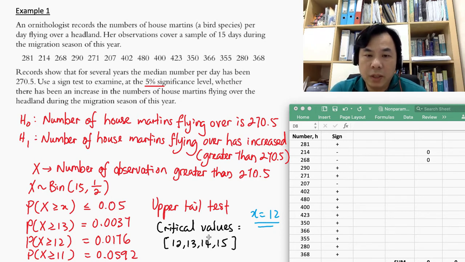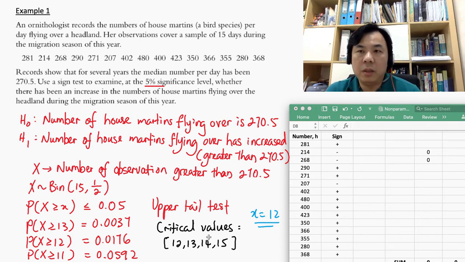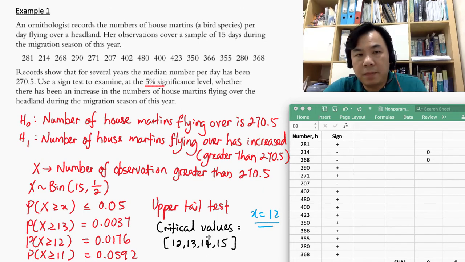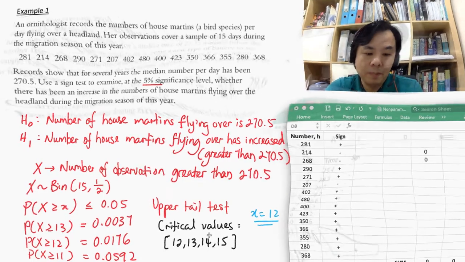Yes, because 12 is in the critical region. So therefore, we will have sufficient evidence to reject the null hypothesis. Therefore, we can conclude that the number of house martins flying over is greater than 270.5, or you can say that the number has already increased. All right. Now I hope that is clear. That's how we carry out the non-parametric sign test. First example. Now stay tuned for this next example.